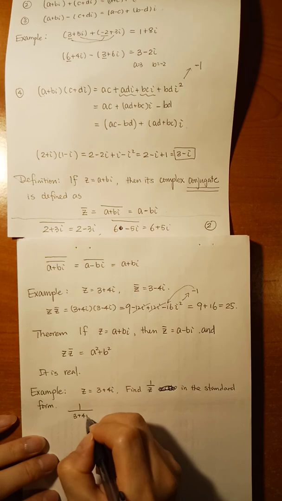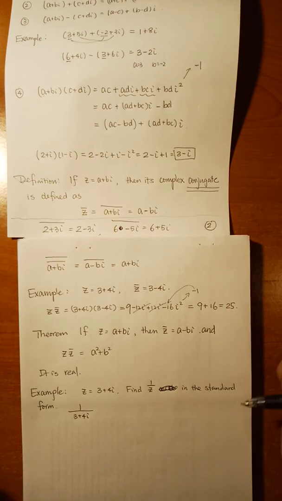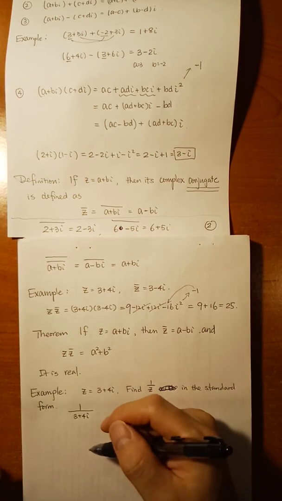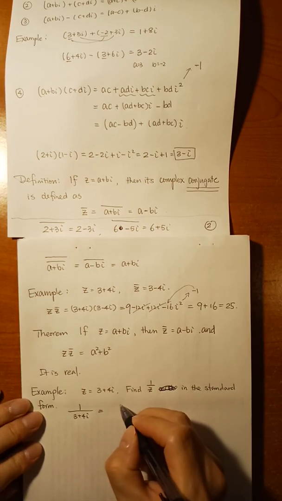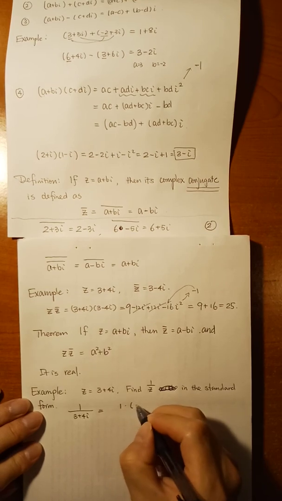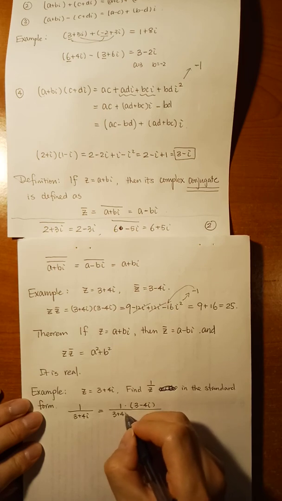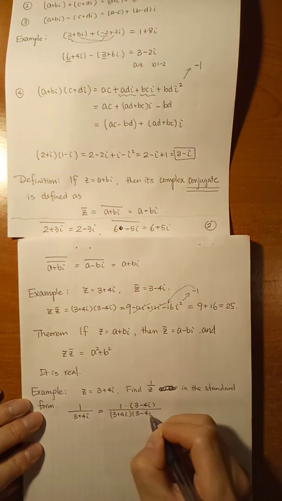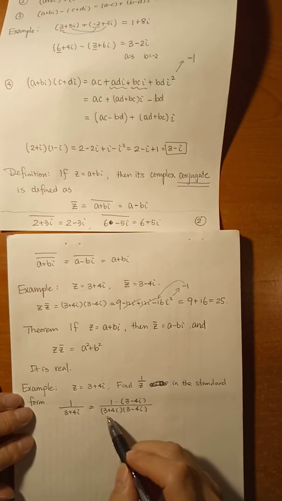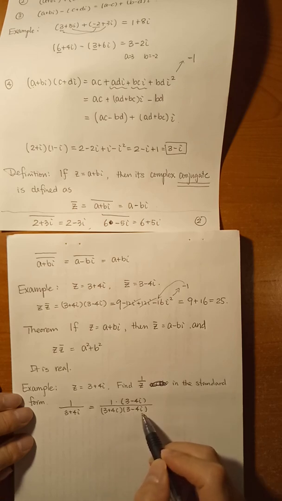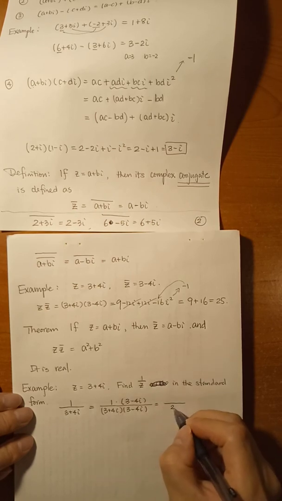We know that if the denominator is a sum, you cannot simplify it. If the denominator has only one term, then we can do it. Now the idea is the following. We are going to multiply top and bottom by the complex conjugate of the denominator. Now you see 3 plus 4i times 3 minus 4i. We just did the computation. It's 3 squared plus 4 squared, which is 25.